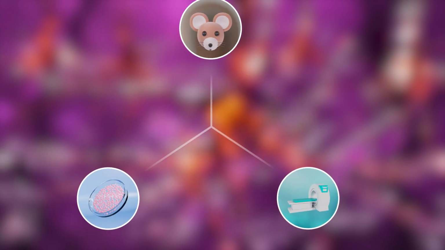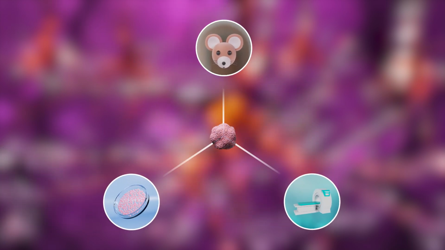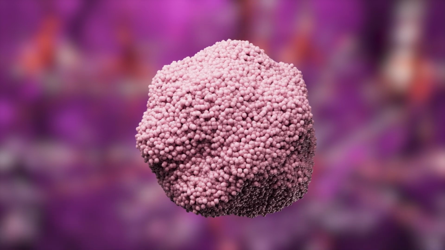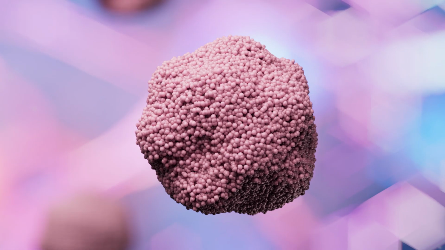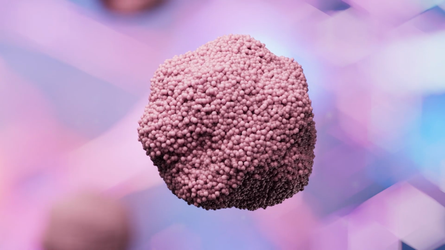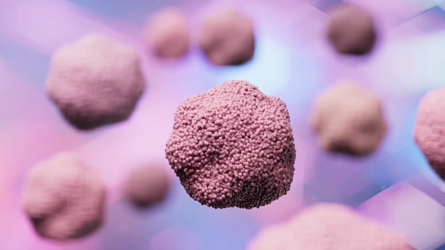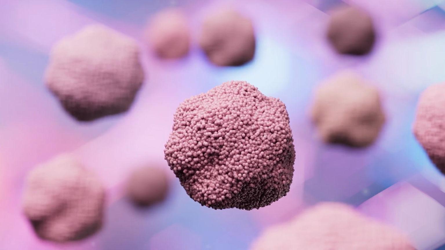Recognition of these limitations has spurred a hunt for a more physiologically relevant model to conduct research. That model is organoids. Let's take a closer look at them. An organoid is a three-dimensional assembly of cells created in a dish that can self-organize and replicate some aspects of organ structure and function.